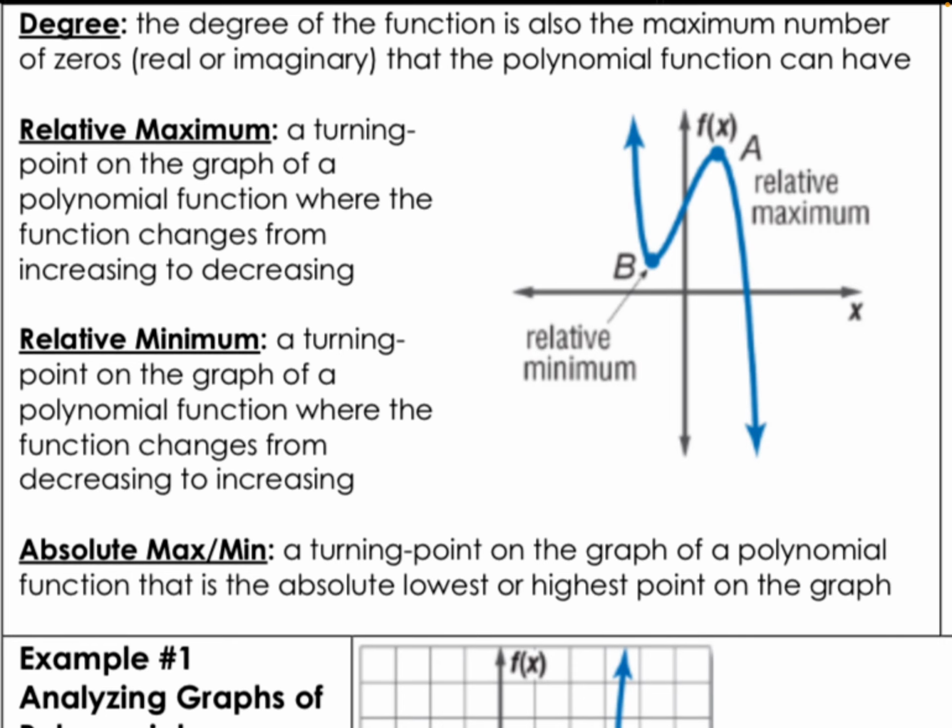The degree of the function is also the maximum number of zeros, real or imaginary, that the polynomial function can have. Okay, maximum number of zeros. So it cannot have more zeros than the degree of the function.